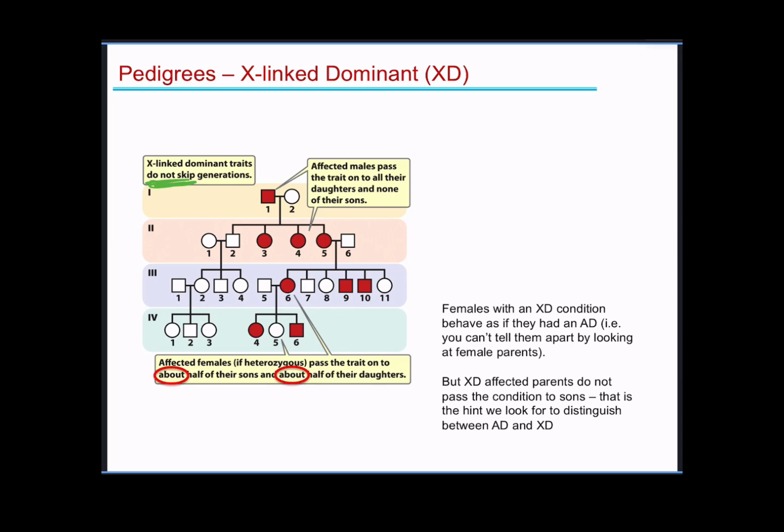And that should say fathers there, not parents, fathers. So X-dominant affected fathers do not pass the condition to sons. That is the hint that we look for to distinguish between an autosomal dominant and an X-dominant. The difference is that males will pass autosomal dominance to their sons equally as their daughters. But when it comes to X-linked dominance, they cannot pass it to the sons.